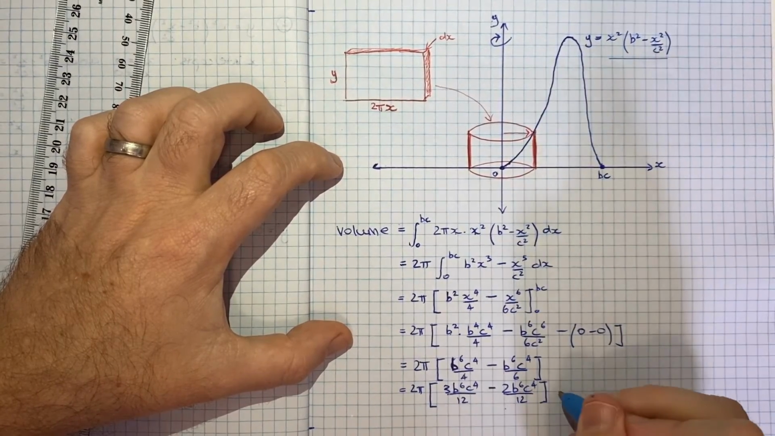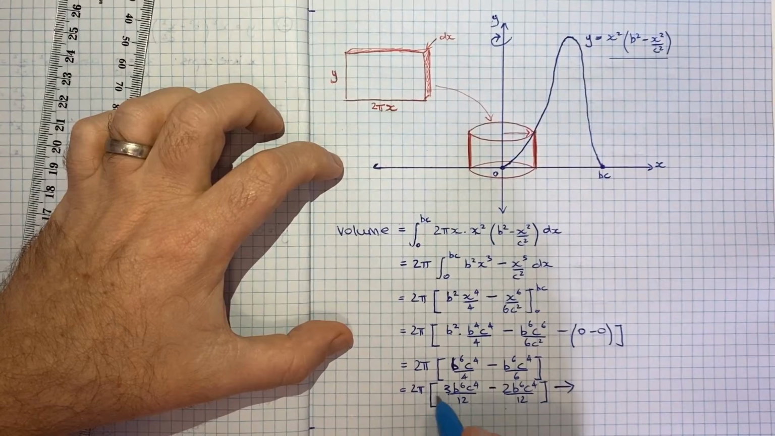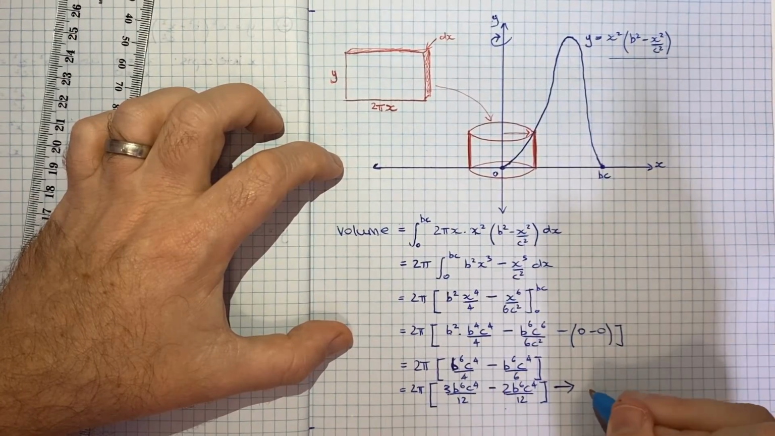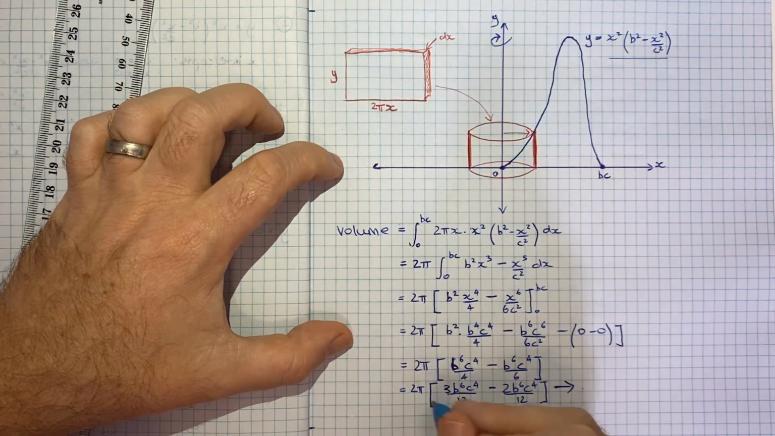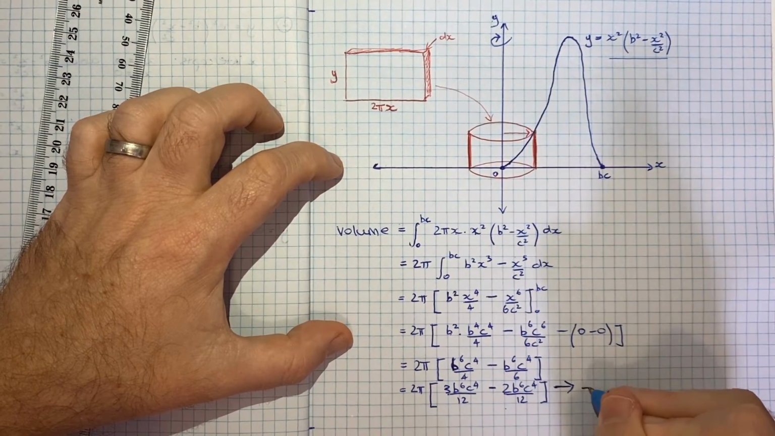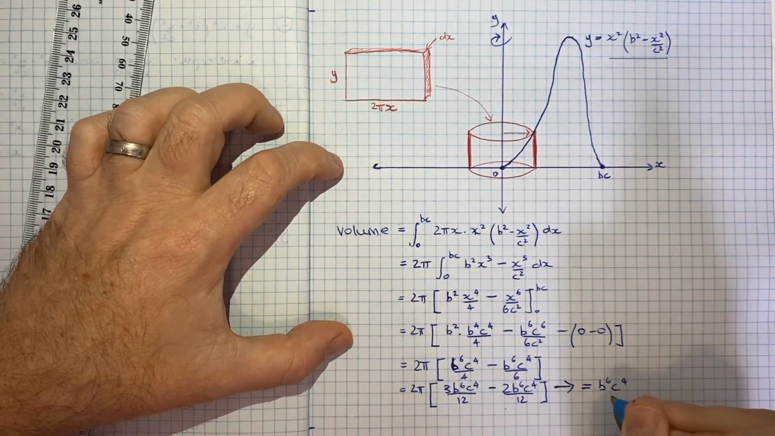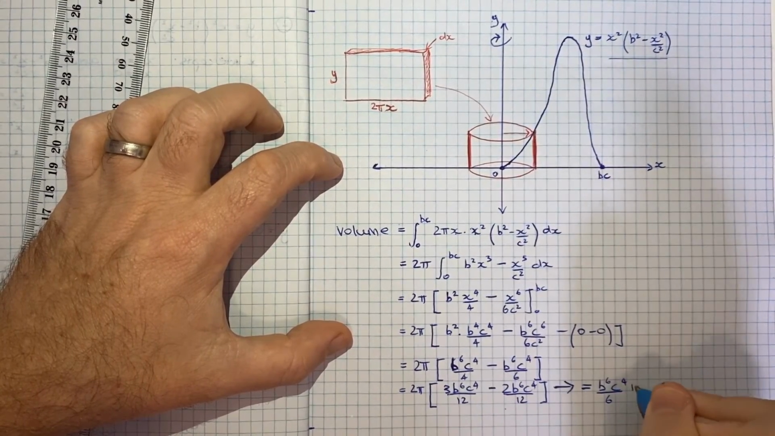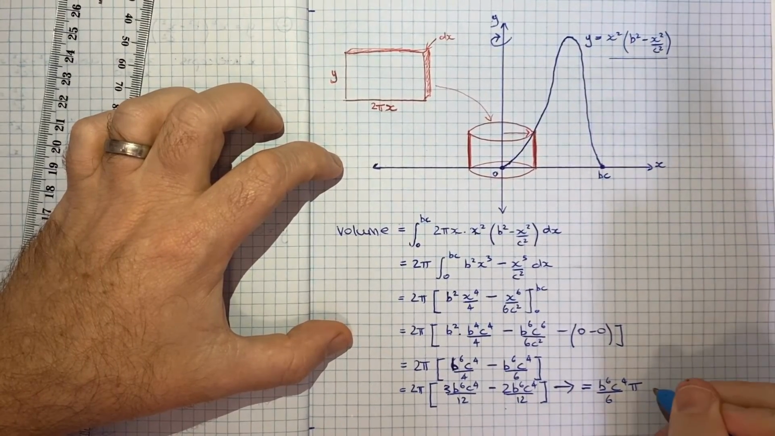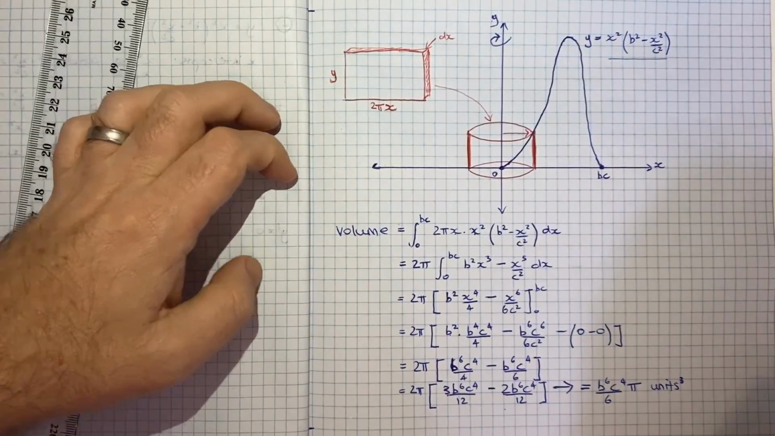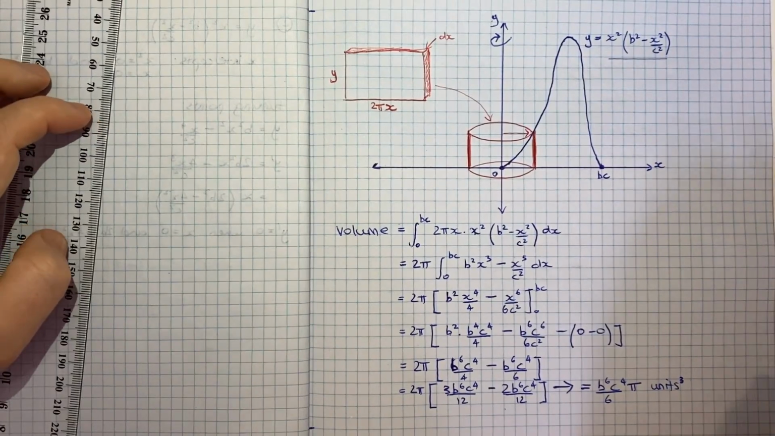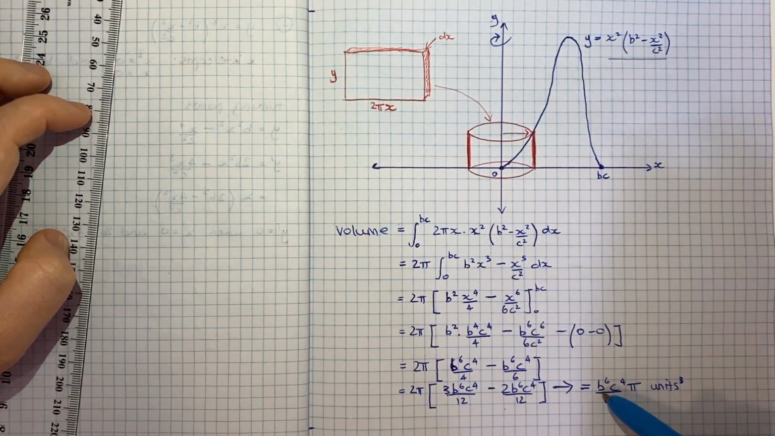Kind of running out of space, so maybe I'll just keep going this way. So 3 minus 2 is 1. So that's going to be 2 pi, but then the 2 on 12 will cancel. So this will just be equal to b to the 6 c to the 4 on 6 pi, can't forget the pi, and then units, so units cubed, can't forget our units. We haven't been given units, so I'll just write units in general. But that's it, that's how you tackle that question. And if you had a specific value of b and c, you could plug it in to get this in terms of a number.